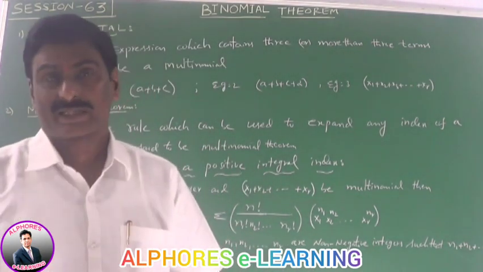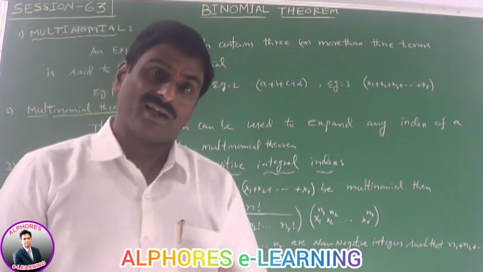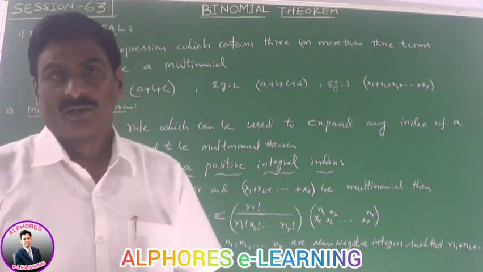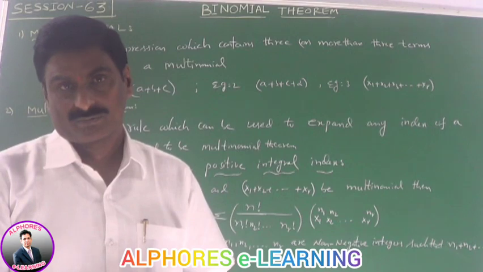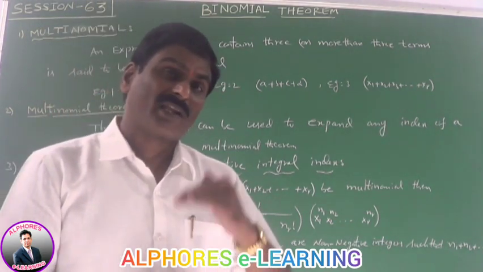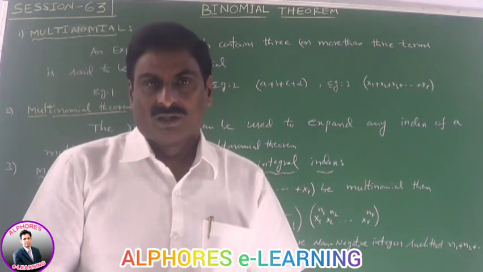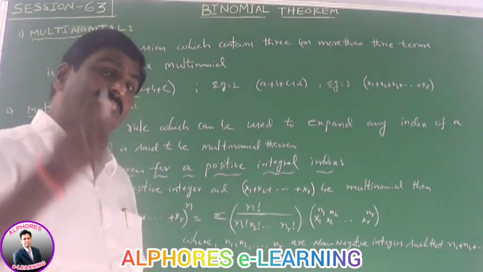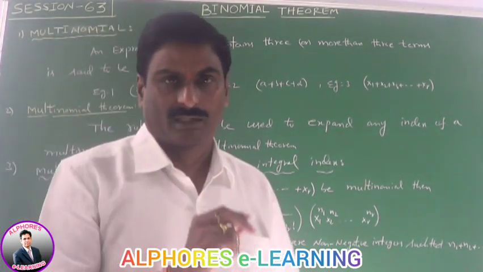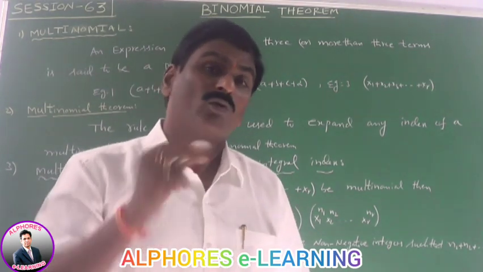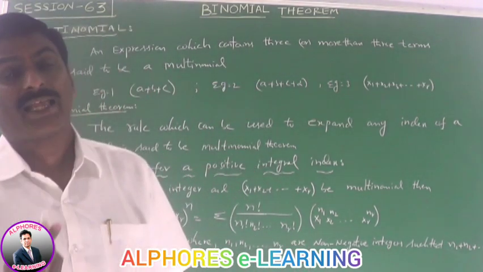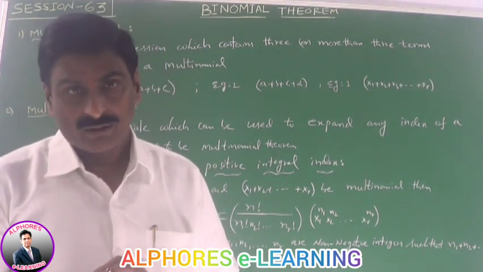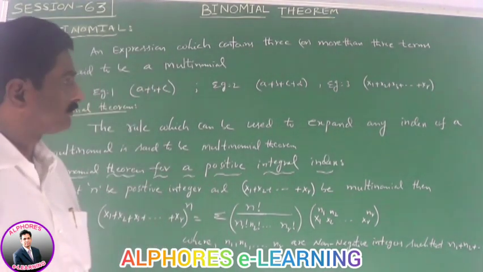For example, a plus b plus c contains three terms. It is one of the trinomials or multinomials. a plus b plus c plus d, and so on, these are multinomials. Okay, what is the multinomial theorem? Binomial theorem means the rule which can be used to expand any index of the binomial. Similarly, the rule which can be used to expand any index of the multinomial is said to be multinomial theorem. Okay, first please note these values.